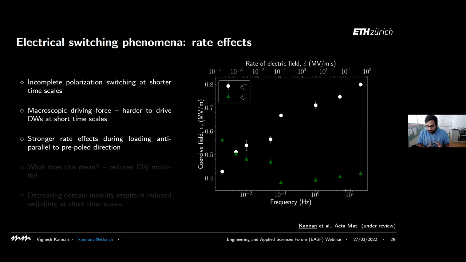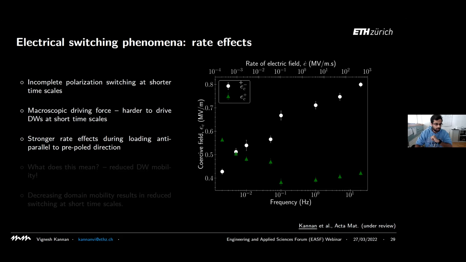A similar problem comes in when you look at the asymmetry here, where you can see that the driving force required to switch polarization along the negative direction is very different, or the rate dependence itself is very different than in the positive direction. And like I said, the asymmetry is a fairly complicated question that we have a hypothesis for, but I'd be happy to discuss it later on after the talk.